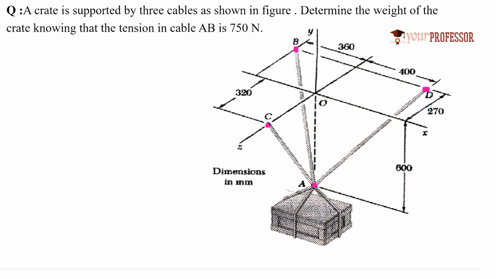Along these strings, I need to represent tensile force. The tensile force will always act away from the object. Along AB, the tensile force will be like this. Along AC, the tensile force will be like this. Along AD, the tensile force will be like this. When we consider tensile force, all the forces will be acting away. So the direction will be away from the object.